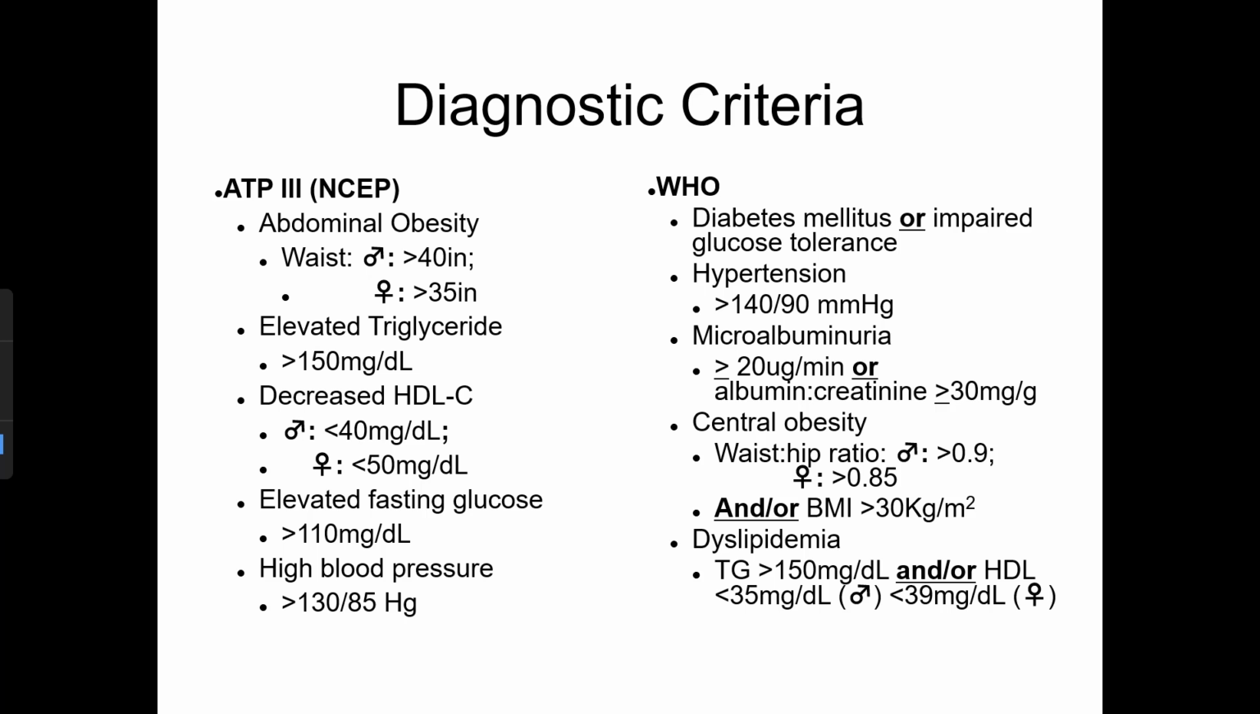The WHO criteria is diabetes mellitus or impaired glucose tolerance. Hypertension, so greater than 140/90. Microalbuminuria, greater than 20 micrograms per minute, or albumin to creatinine ratio is greater than 30 mg per gram. Central obesity, waist to hip ratio is greater than 0.9 in men and greater than 0.85 in women, and or a BMI of greater than 30 kilograms per meter squared. Dyslipidemia, you'd see triglycerides are greater than 150 and or HDL is less than 35 in men or less than 39 in women.